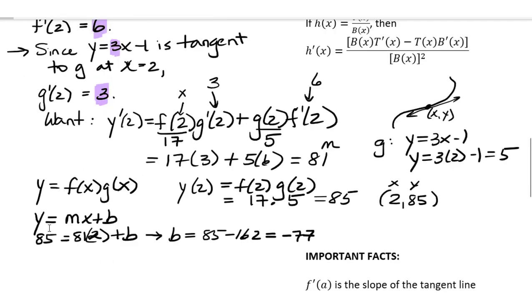Well, my favorite way to write the equation of a line given a slope and a point is to use y equals mx plus b. So I plug in the coordinates of the point for x and y, and I plug in the slope for m and solve for b. In this case, we would get negative 77. So the equation of the tangent line to the graph of y equals f of x times g of x at the point x equals 2 would be y equals 81x minus 77.